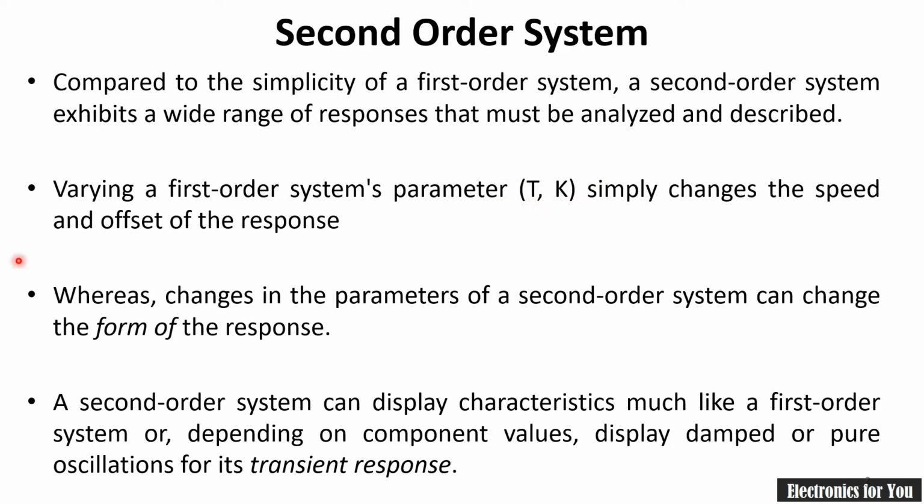So in case of a second order system, there are many parameters which are to be considered, and basically these parameters depend on the form of the response. Generally we have two forms of response: one is oscillatory and the other one is exponential. In this case we will consider the oscillatory system, and here it is a second order system.